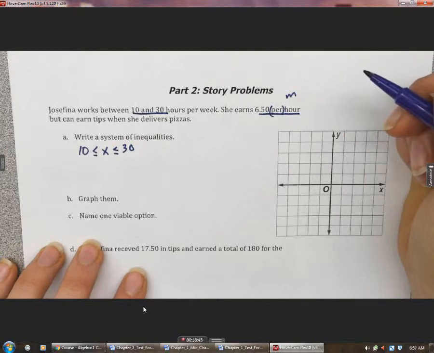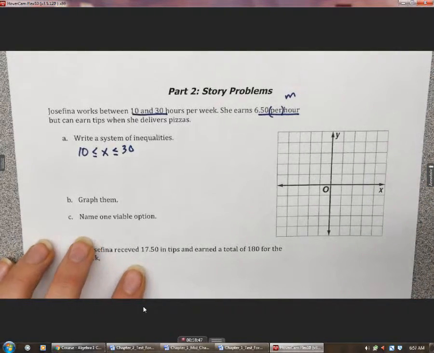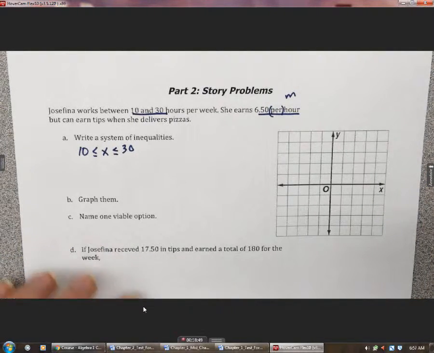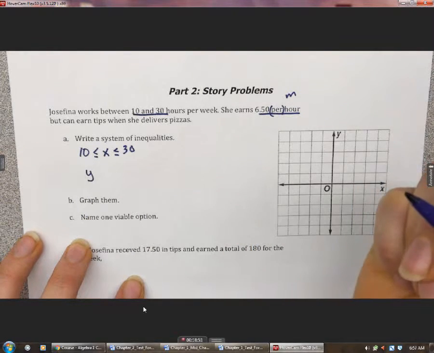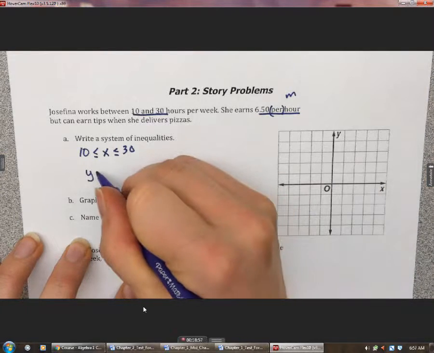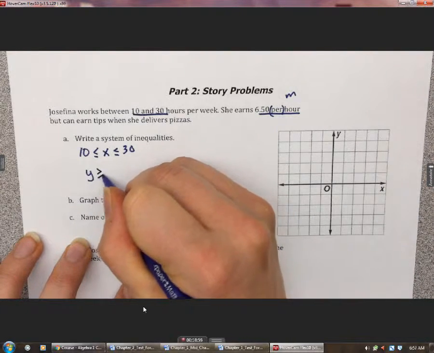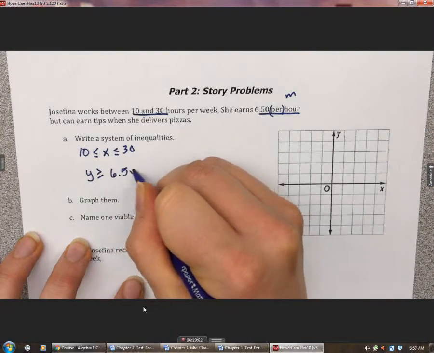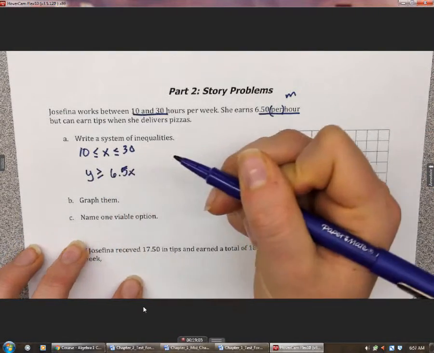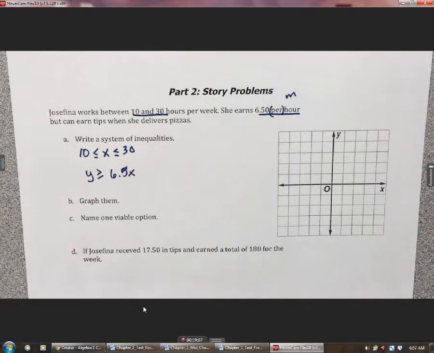Okay, we could write this as the total amount that she's working. Y is going to be greater than or equal to 6.5x. This is because she's earning tips.